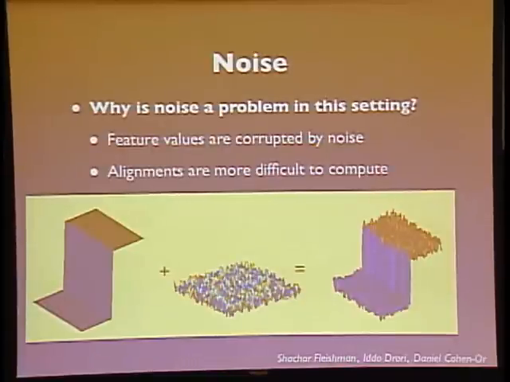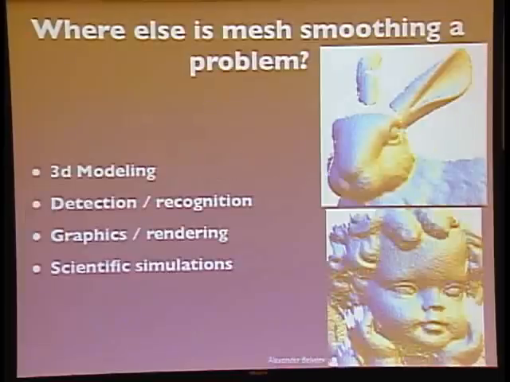So basically, noise causes your feature values for your feature vector to be less consistent from data set to data set. In other words, less precise. And it also makes alignments more difficult to compute because it's less certain. If you go back to my example of verifying that the tank is where you think the tank is supposed to be in the scene, basically, you have less of a clear sense of whether the shapes align well with each other, that the two meshes align well with each other, if there's noise. So it's a very general problem in 3D surfaces to try to remove noise from scans. Mesh smoothing is a very practical problem for people who are interested in computer graphics.